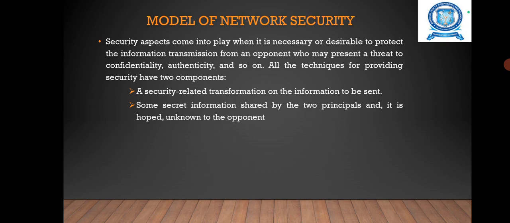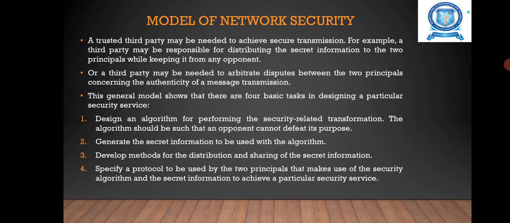The next one is some secret information shared by the two principals, and it is hoped unknown to the opponent. For example, the encryption key used in conjunction with the transformation to scramble the message before transmission and unscramble it on reception. That means a third party may be needed to achieve secure transmission. A third party may be responsible for distributing the secret information to the two principals while keeping it from an opponent. Here we have some of the models, that is, a trusted third party may be needed to arbitrate disputes between the two principals concerning the authenticity of a message transmission.